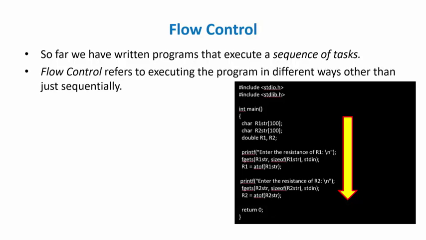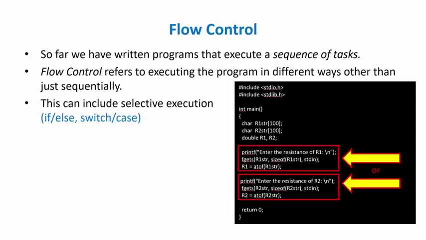Okay, but there are situations where we may want to have the program react to some values. So what we mean by flow control is we execute the statements in a different way other than just sequentially. For example, I might want to execute this set of statements sometimes, or in other situations, I might want to execute these statements. So maybe I don't do them every time, I just want to do one or the other. And that gets us into this kind of decision construct, which is selective execution. We have statements in our program, but we're not going to execute them all the time. We'll only do it under certain situations.